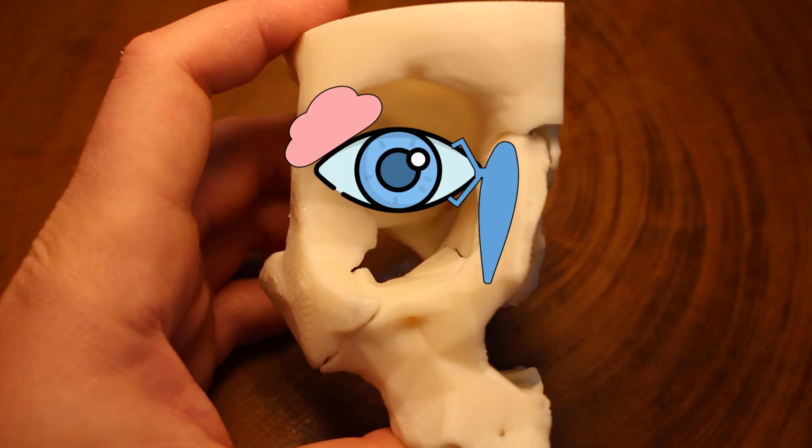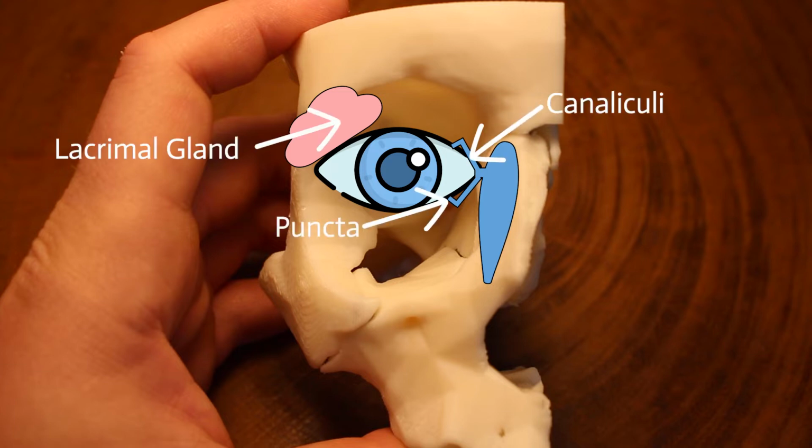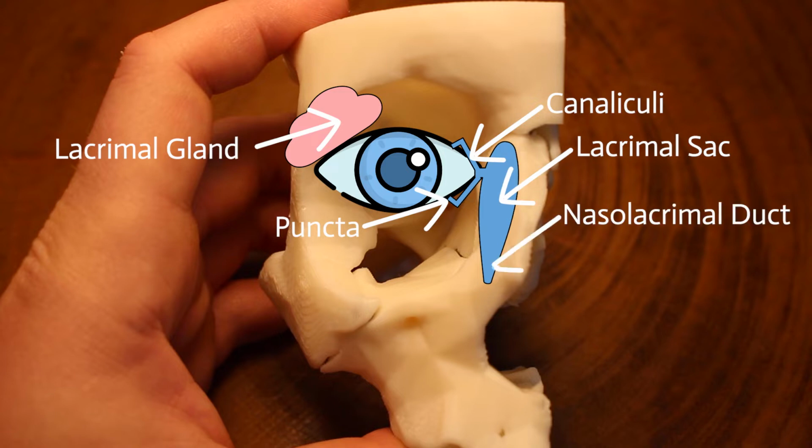There are 5 key structures that comprise the nasolacrimal system. This includes the lacrimal gland, the puncta, the canaliculi, the lacrimal sac, and the nasolacrimal duct. The final drainage pathway of the nasolacrimal system is the anterior portion of the inferior meatus of the nasal cavity.